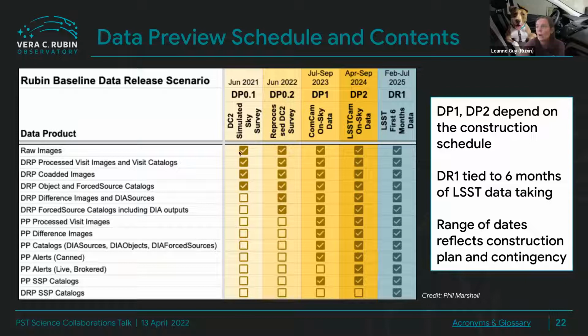So DP0.1 served the raw images, the Data Release Processing processed visit images and catalogs, coadded images, and object and forced source catalogs. And that was all. That was what DESC produced, and we chose just to serve those.